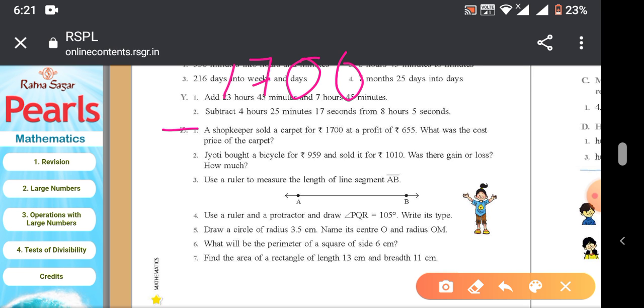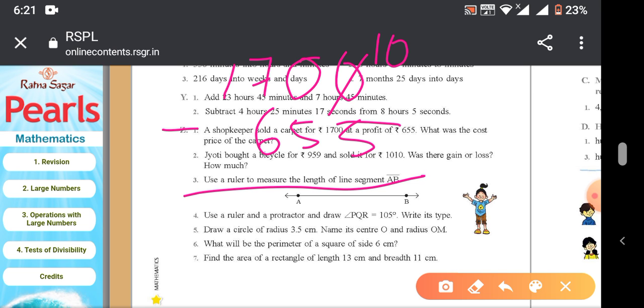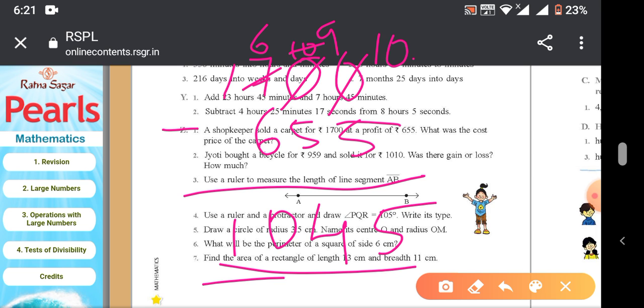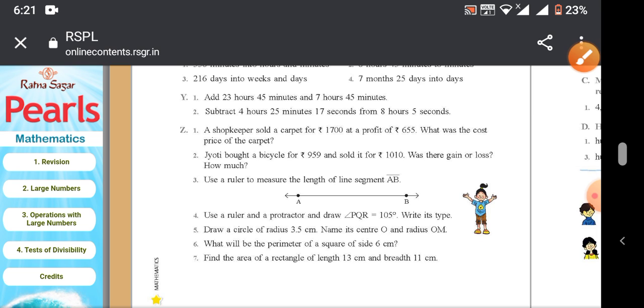Okay, so now 1700 minus 655. Five, four, 0.01. So the cost price of the carpet is 1045.